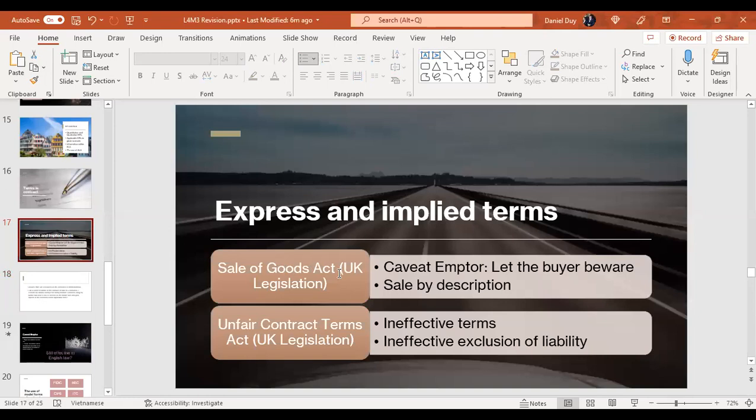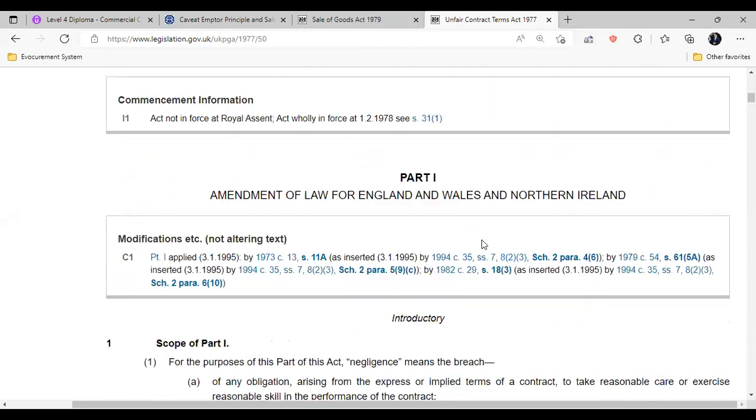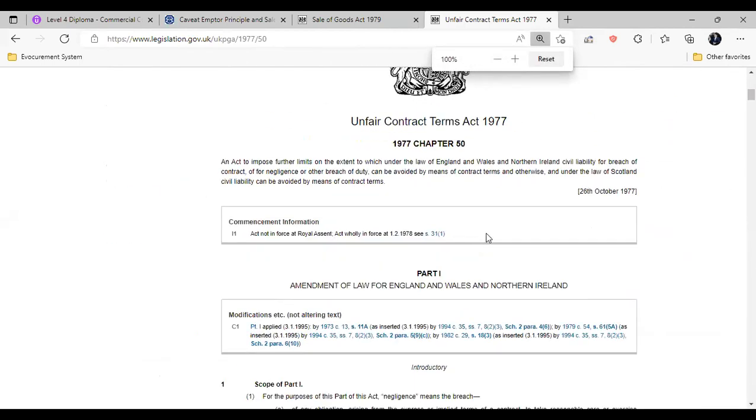And there are other terms in the Unfair Contract Terms Act, and I recommend you read the act before sitting the exam. It would provide you some additional information about the effect of standard terms and conditions.